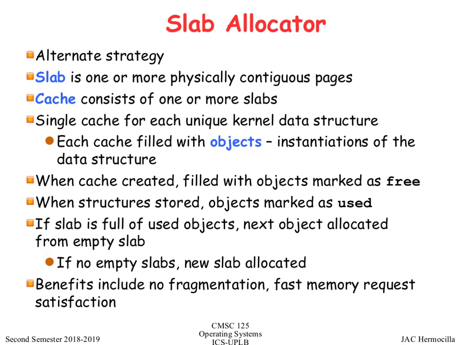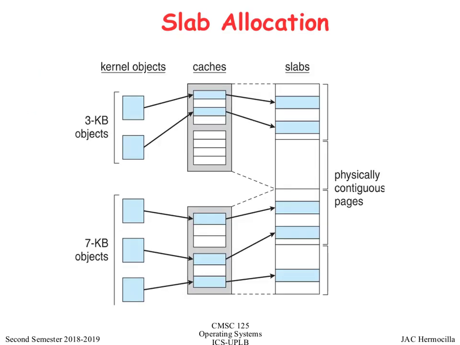And fast memory request, you just assign the pointer. Okay? Instead of allocating the memory from scratch. Okay? This is what happens. So you have the slabs, contiguous memory, okay? And from that slab, you have caches for certain types of objects. Okay? And then, about 7 KB objects, this is the size, for example, of a PCB. That's what will be taken. Okay? So that's what we mean by slab allocation.